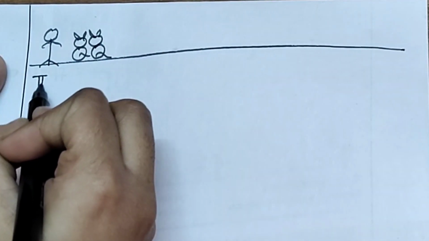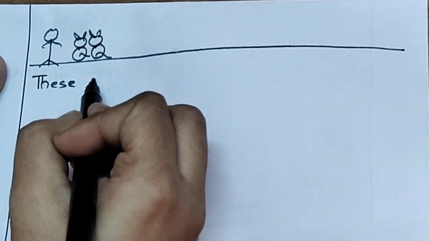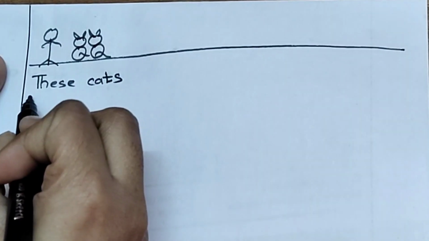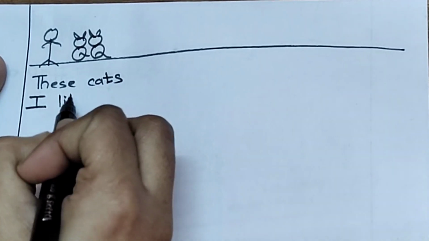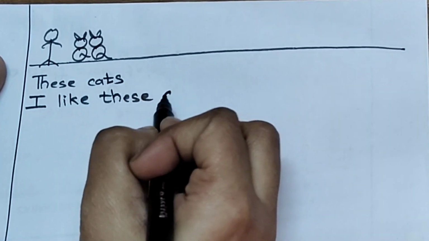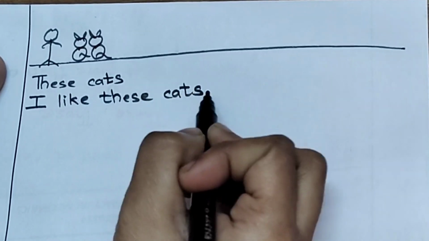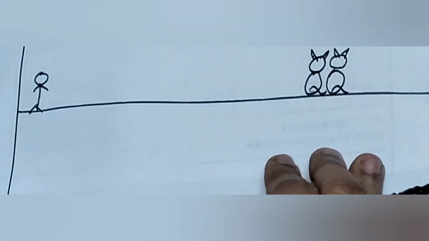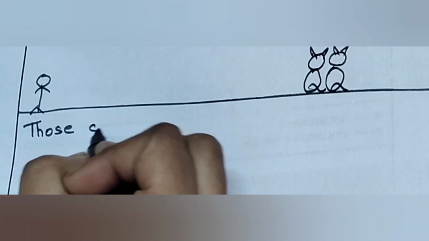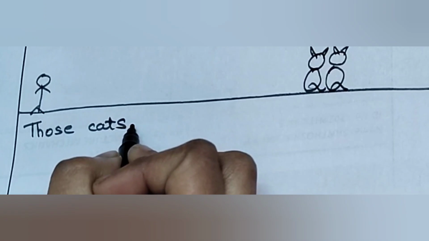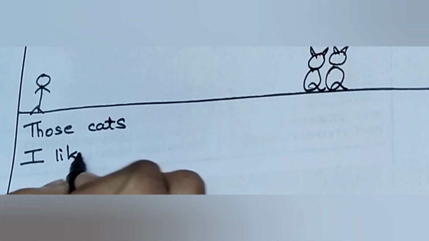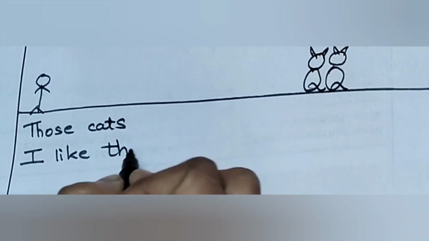When we are pointing and talking about two cats or more cats near you, we use these cats. For example, in a sentence, we can say, I like these cats. Now, when you point at more cats far from you, you are talking about those cats, we use those cats. In a sentence, we can say, I like those cats.